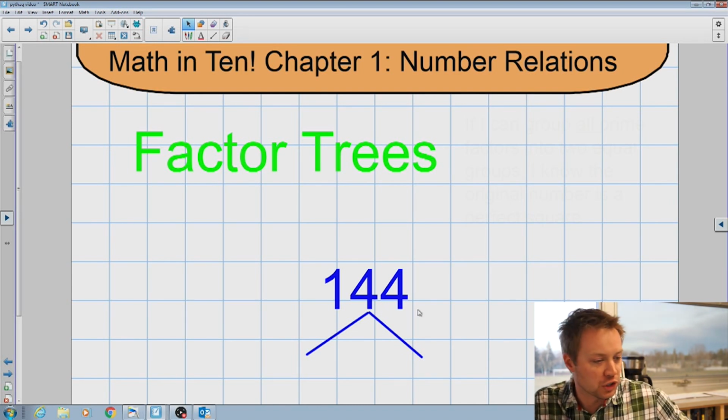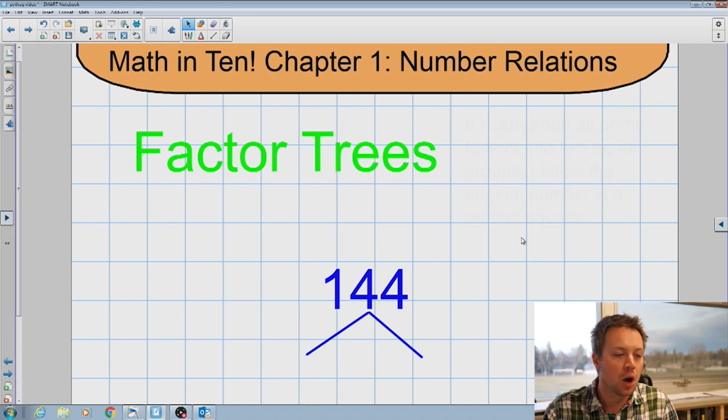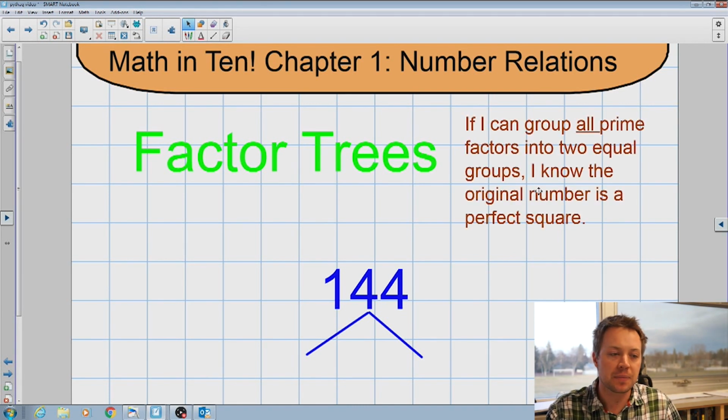But if we don't know for sure that this is a perfect square or not, what we're going to use is a factor tree, okay? And we're going to see if we can group all of the prime factors into two equal groups. If we can do that, we know that a number is a perfect square.